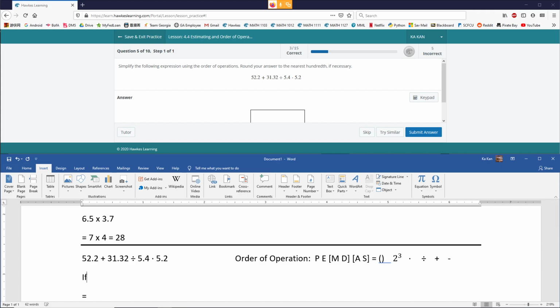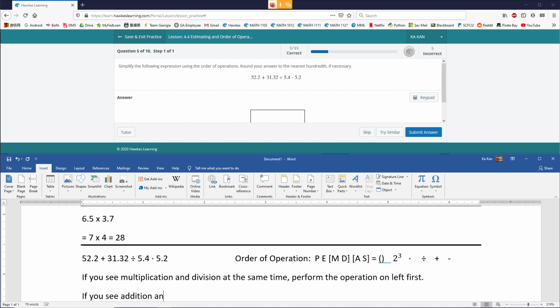So if you see multiplication and division at the same time, perform the operation on the left, from left to right. So on the left first. If you see addition and subtraction at the same time, perform the operation on the left first. You always go from left to right.